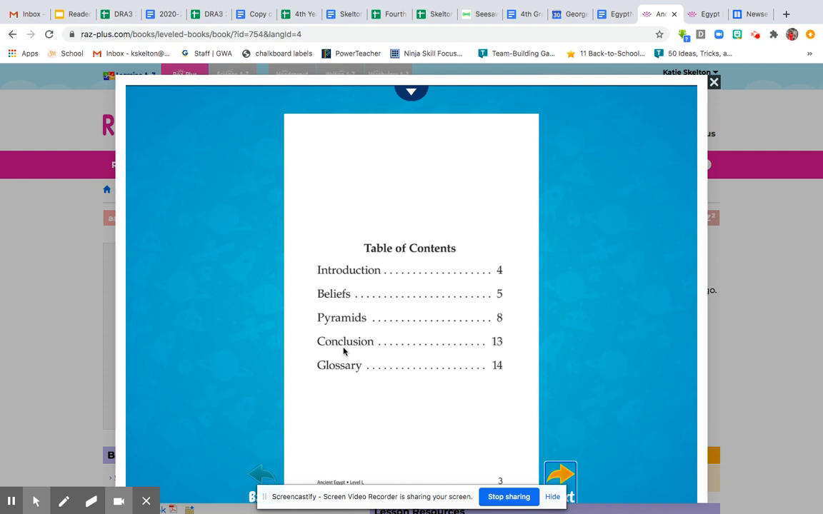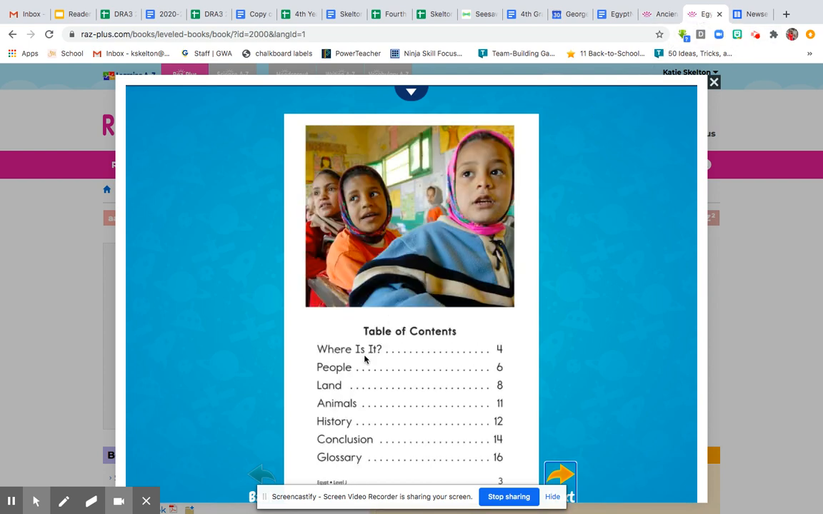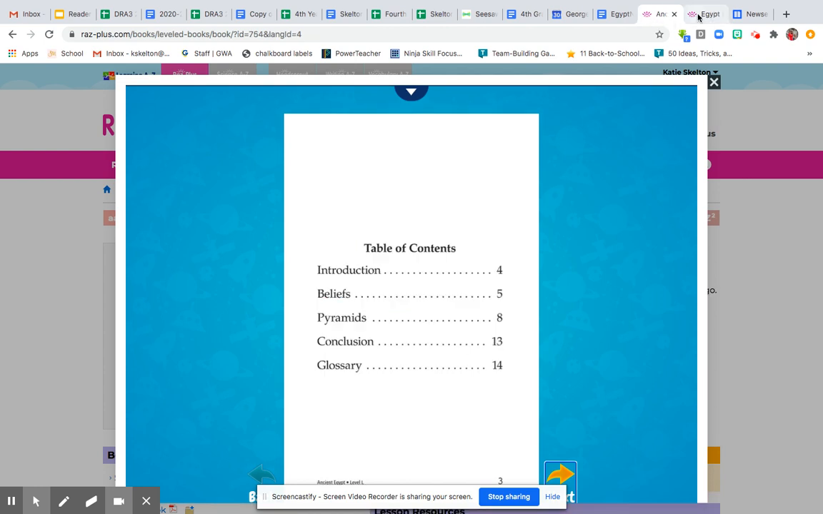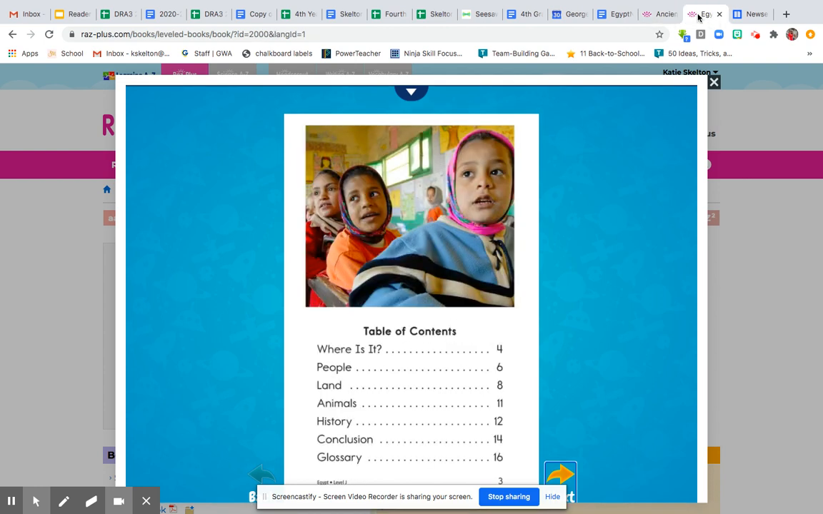So I can get an idea that both texts talk about pyramids and they talk about the history. So the pyramids are in the history. So I already know one thing that is similar about these texts. Now, I see lots of other pages and sections in this book which tells me things that might be different in this book than in this book. So as a reader, I already have an idea of things that are similar and different.